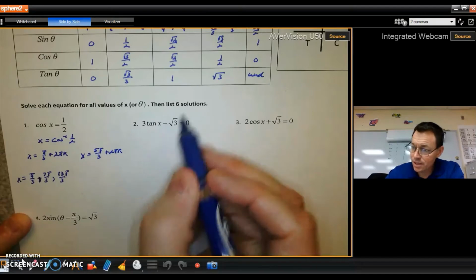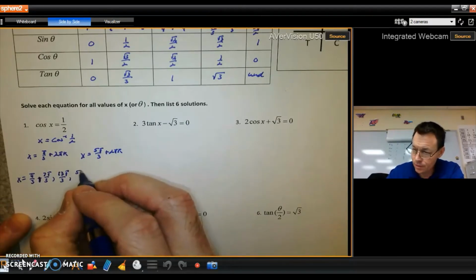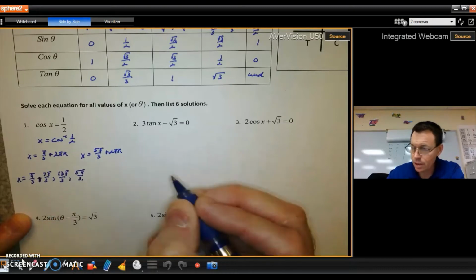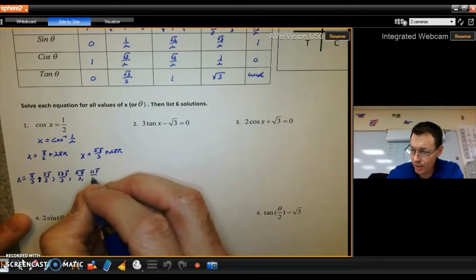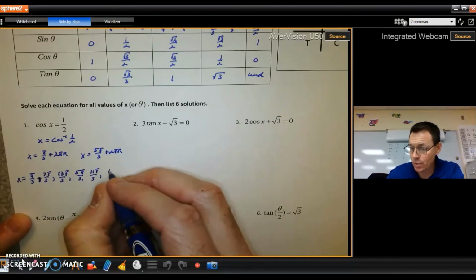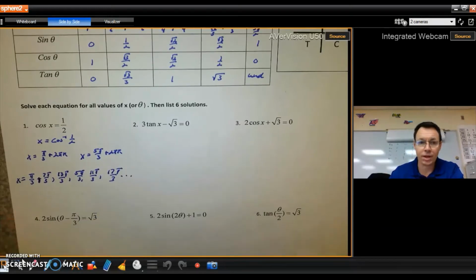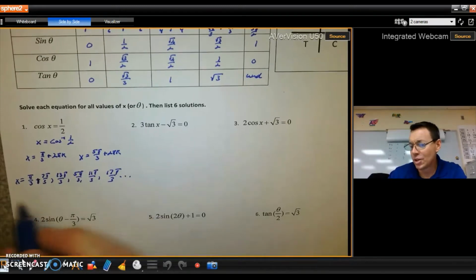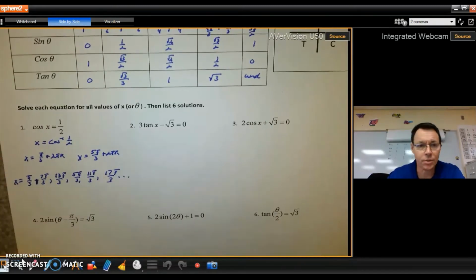Now, they want 6 solutions, so I'm going to do 3 with this, and I'm going to come over and do 3 with this. So 5 pi over 3 is a solution, but adding 6/3 to that would give you 11 pi over 3. That's another solution. Adding 6/3 to that would give you 17 pi over 3. And again, this could go forever and ever. I could have you write a million. I'm not going to have you write a million. Okay, so that's the answer for this. All of those are solutions to that equation.